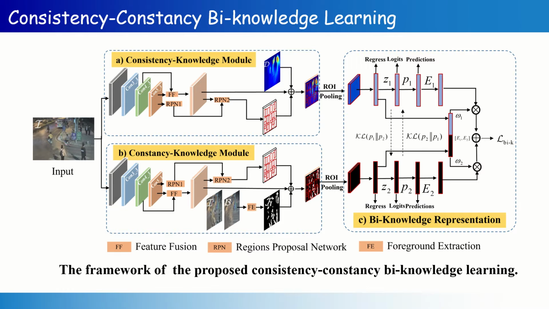This is the framework of our method. The consistency knowledge module is used to explore the incentive effect of high-confidence detection results in daytime surveillance scenes on pedestrian detection at night. The constancy knowledge module is used to learn the auxiliary role of foreground images in pedestrian detection at night. The bi-knowledge representation promotes the consistency and constancy knowledge between the two modules and merges the final results in the best combination method.